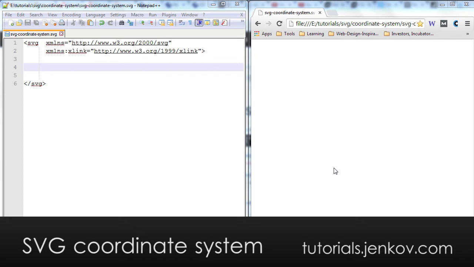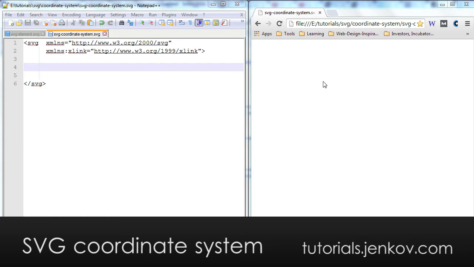The SVG coordinate system is a bit different than the Cartesian coordinate system that you know from your math lessons. A Cartesian coordinate system extends from its origin, and then as the x coordinate gets higher, the points move to the right. And as the y coordinate gets higher, the points move up in the coordinate system in a Cartesian coordinate system.